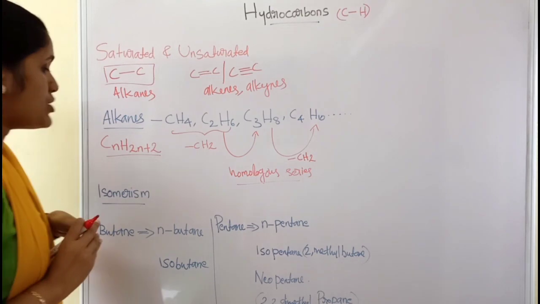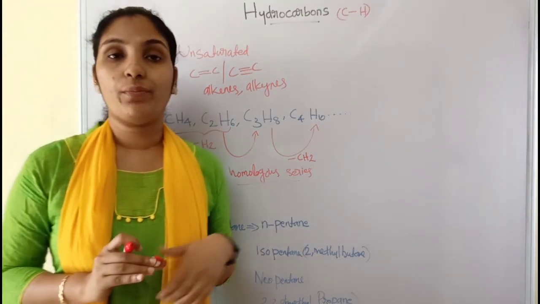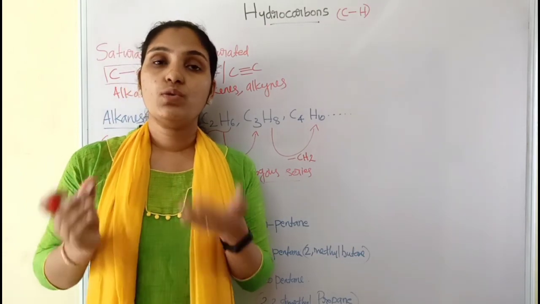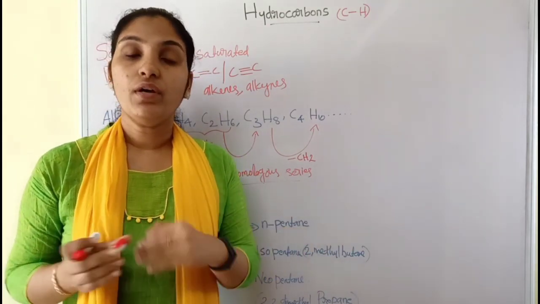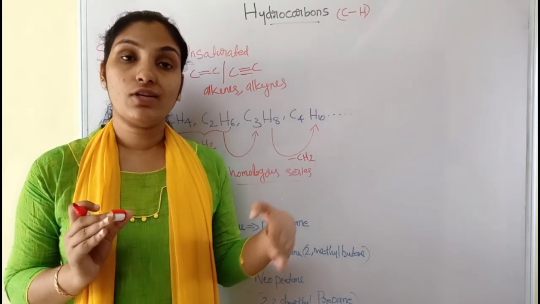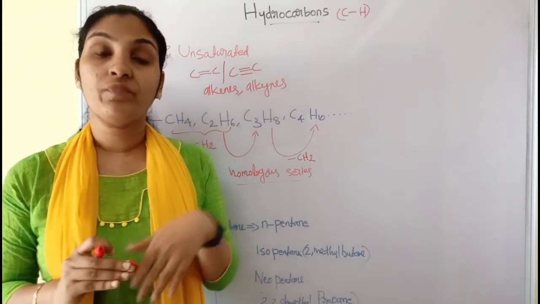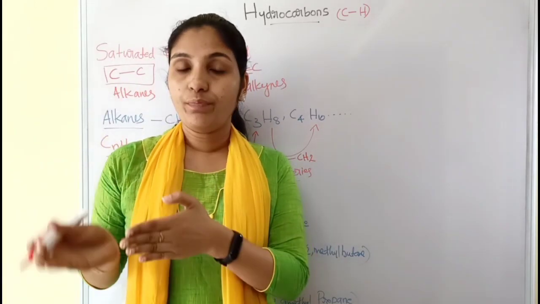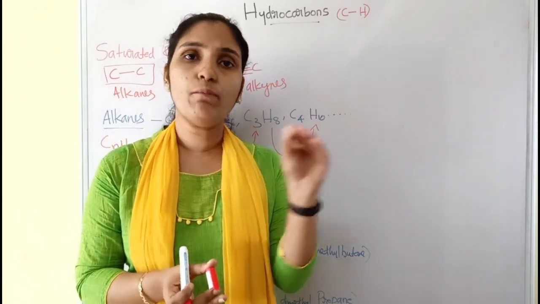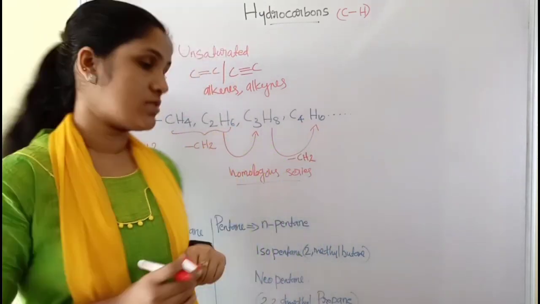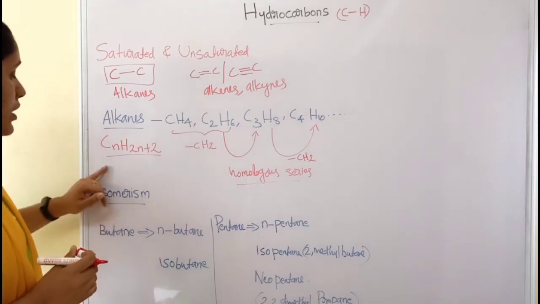Next is isomerism in alkanes. Maybe you have already learned the term isomerism. What is an isomer? Compounds which exhibit the same molecular formula but different structural arrangements are known as isomers, and that phenomenon is known as isomerism. Let's see isomerism in alkanes.